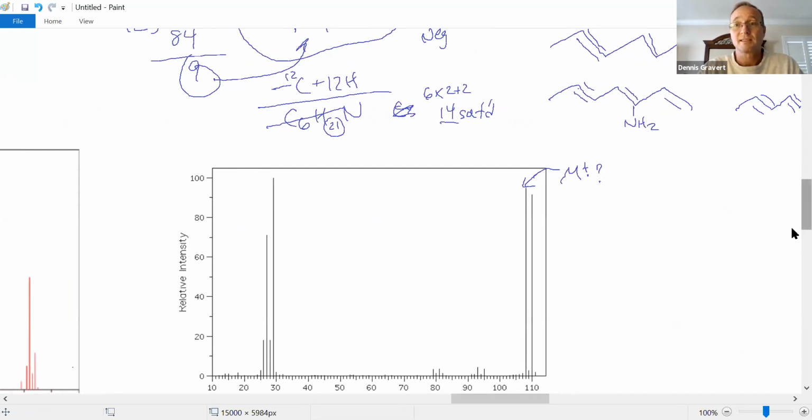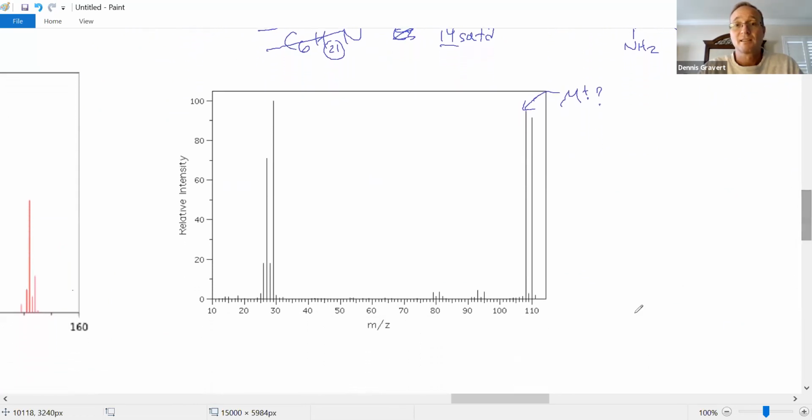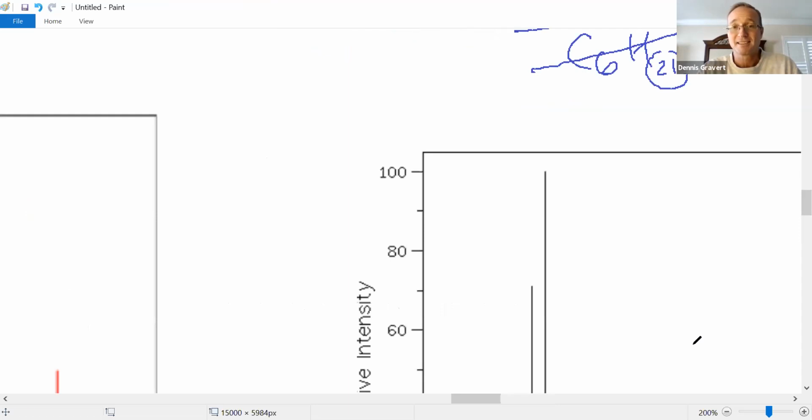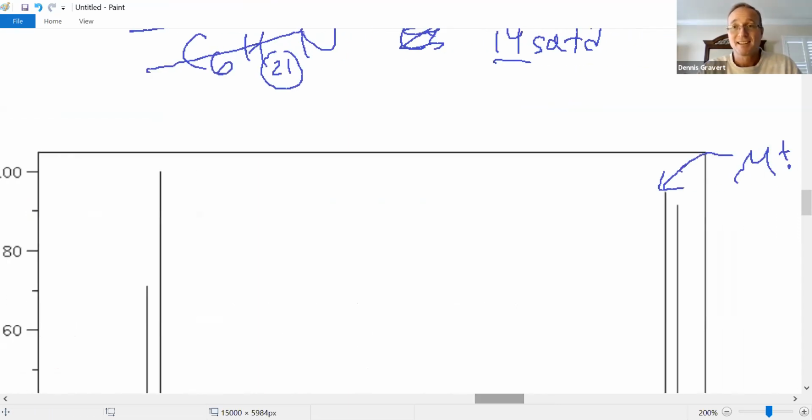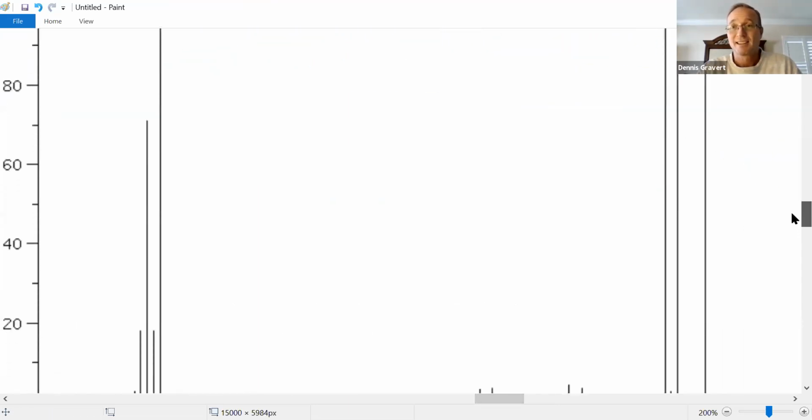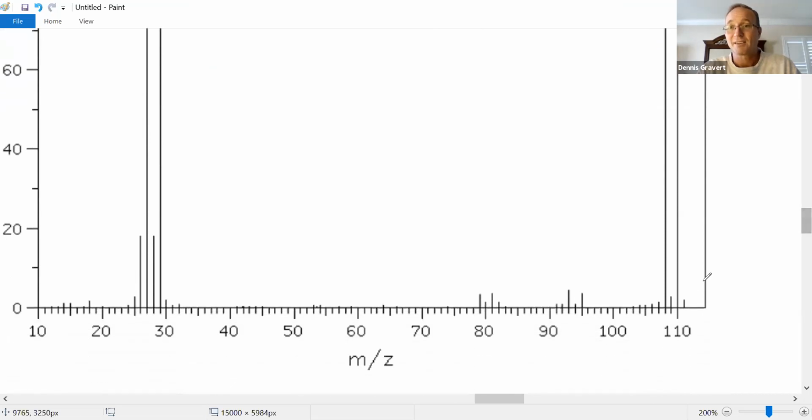So let's take a look at this. What's going on here? Well, these two, they're almost twin peaks here. Are they 2 mass units apart? I think they are. Let's see if I can zoom in. Yeah, we'll cut it off here.